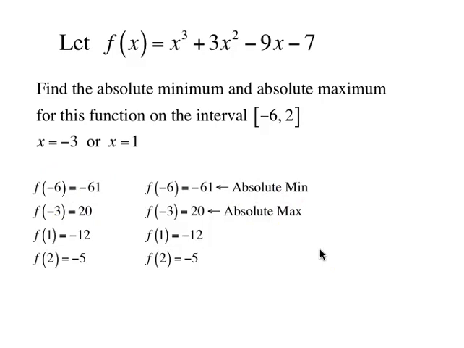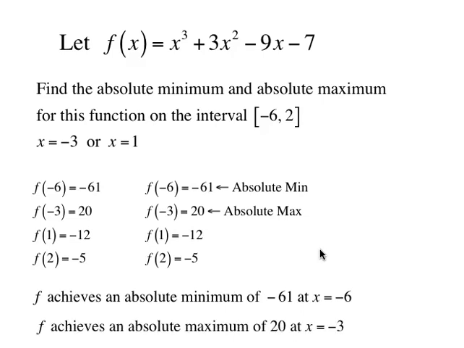So you'll notice I've highlighted those 2 points, and then we'll say f achieves an absolute min of negative 61 at x equals negative 6. f achieves an absolute max of 20 at x equals negative 3.